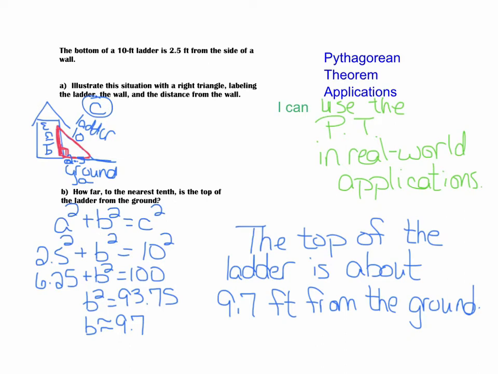I got, when I solved, that B was approximately 9.7 when I rounded to the nearest tenth, since that's what it told me to do. Remember, make sure you follow instructions about rounding, and I say that the top of the ladder is about 9.7 feet from the ground. If you miss something, correct it, and then let's go to the next problem.